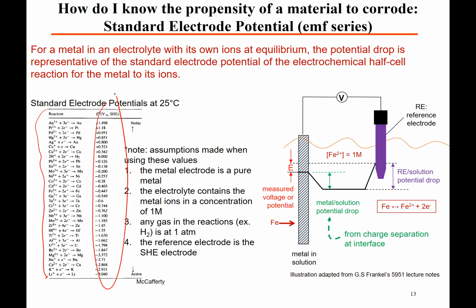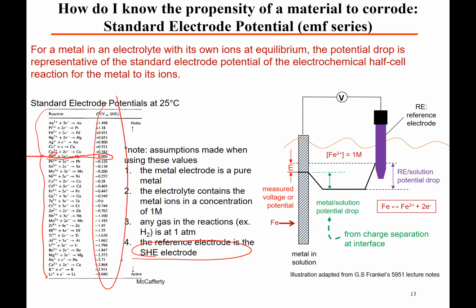The definition of the standard hydrogen potential, or SHE, is H+ plus e- going to zero-valent hydrogen. Okay, so that's just the standard. That's what zero is, by definition, by convention.